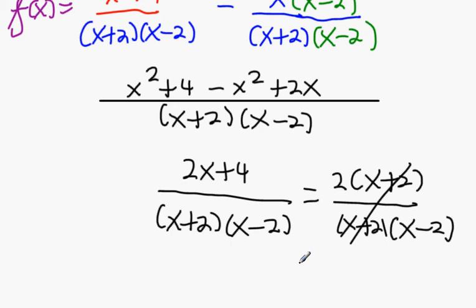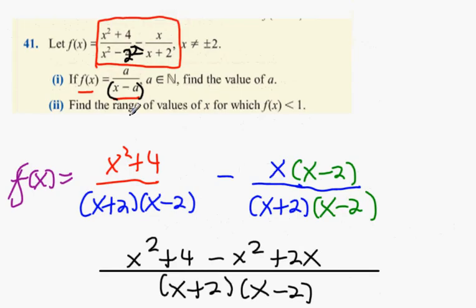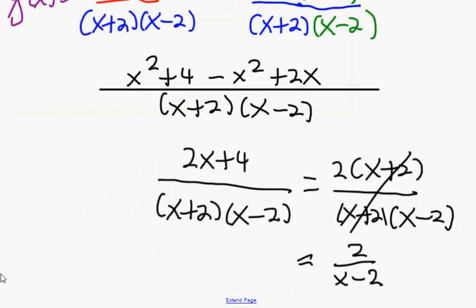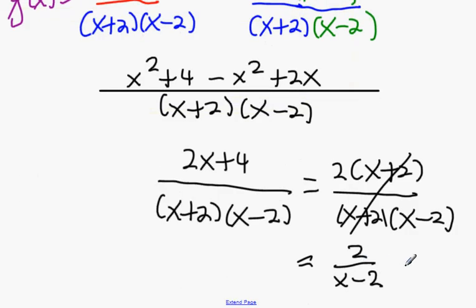Okay? Now that that's done, it says find the range of x for which f of x is less than 1. What is that basically asking me to do? It basically wants me to figure out 2 divided by x minus 2 less than 1. That's all it wants me to figure out. How do I do that? Can anybody tell me? What's that to multiply the top and bottom by? X minus 2 squared, okay?